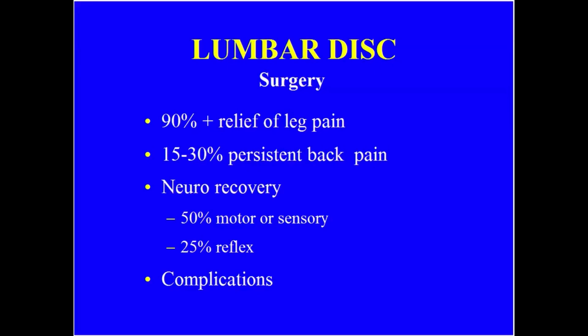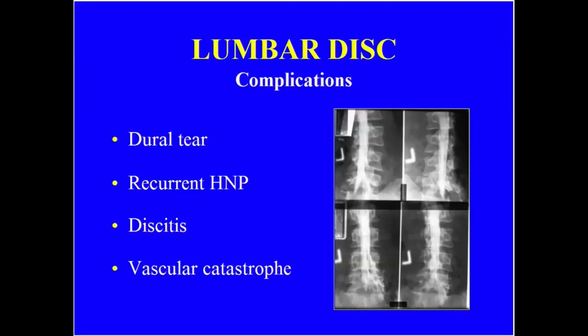Neurologic recovery is much less predictable. Only 50% of patients will make complete recovery of motor or sensory loss. And only 25% of patients will get their reflexes back, which has no significance whatsoever, except the yuppies in Washington, at least, who perseverate on that. Complications of disc surgery are not uncommon. They include dural tear, probably in 1% of first-time disc herniations. This is a common test question.